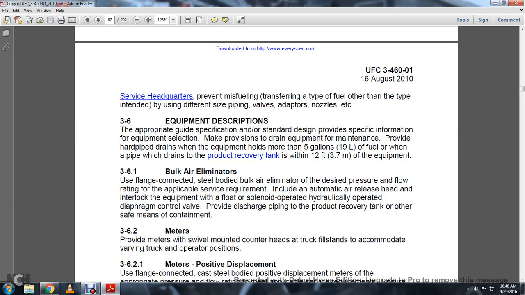3.6 Equipment description. The appropriate guide specification standard design provides the specific information for the appropriate equipment selection, marking, and the provision of drain equipment. For maintenance, provide a hand pipe at the drains. The equipment holds more than 5 gallons of the fuel. When the pipe has drained the product, the recovery tank is 12 feet on the equipment.